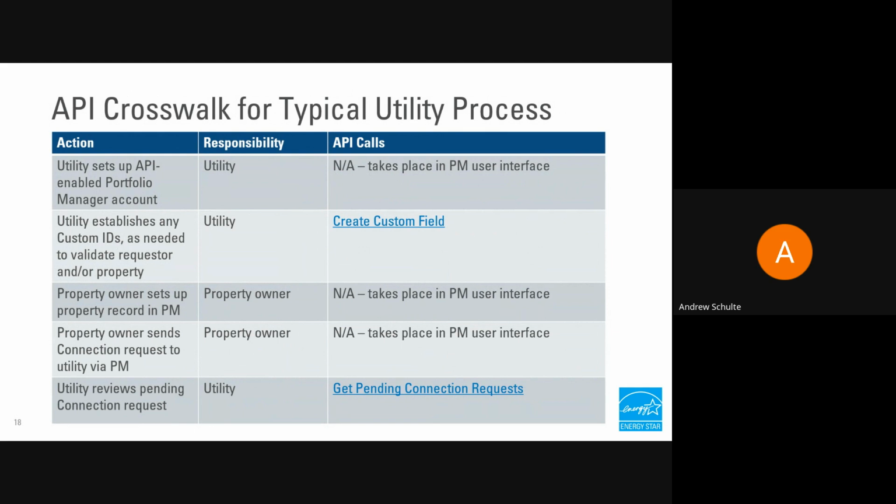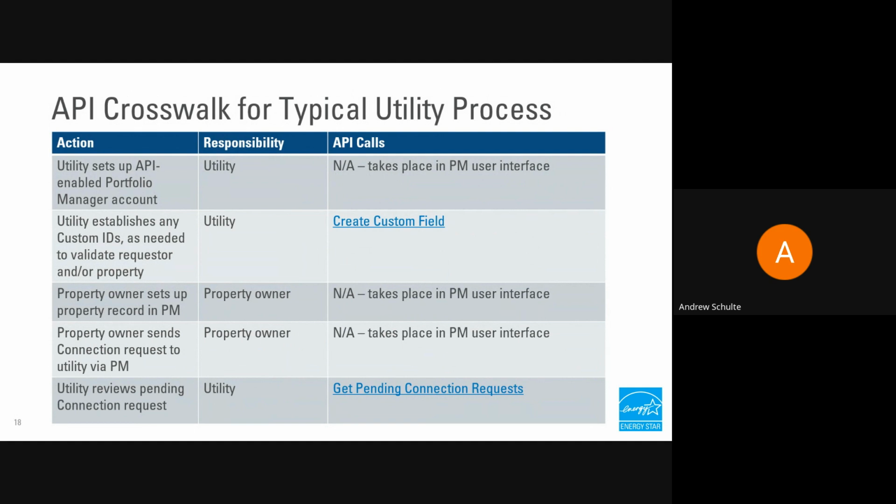But in short, this walks through the whole process, and really the majority of these calls are going to be oriented around the initial handshake that the utility establishes with the data requester, with their customer. There's a lot of call and response there. Portfolio Manager refers to it as the connection and sharing phase. So the customer makes a request, the utility reviews the request, the utility approves the request. There's a stepwise process needed to establish that initial handshake.